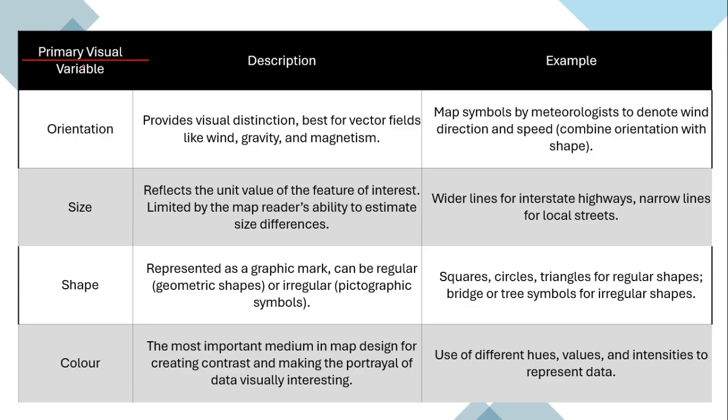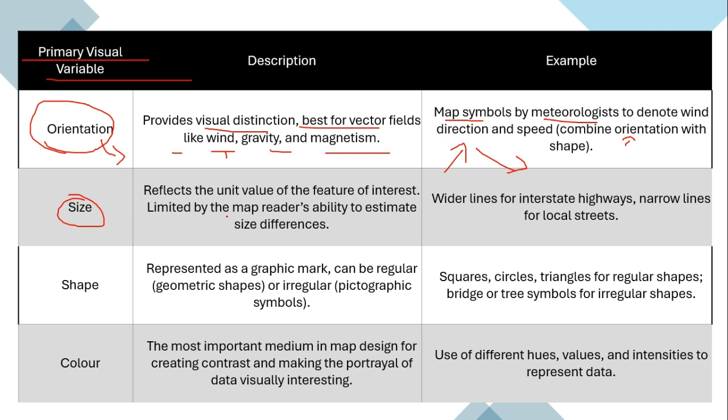So if we talk about the primary visual variable, their orientation. This provides a visual distinction best for vector fields like wind, gravity and magnetism. So this orientation feature is important whenever you represent any vector field like wind, gravity and magnetism. So the map symbol used by meteorologists to denote wind direction and speed, they use symbols which have a combination of orientation and shape.